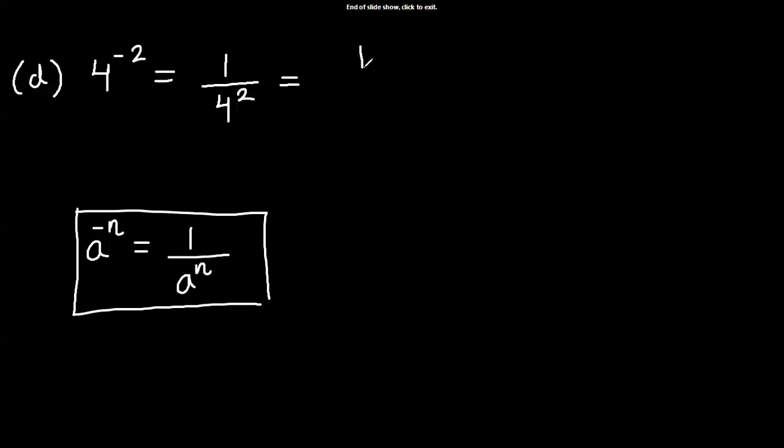Very good. So it's going to be 1 over. What is 4 squared? 4 times 4, which is equal to 16. So it'll be 1/16. Very good. That's how we got our answer.